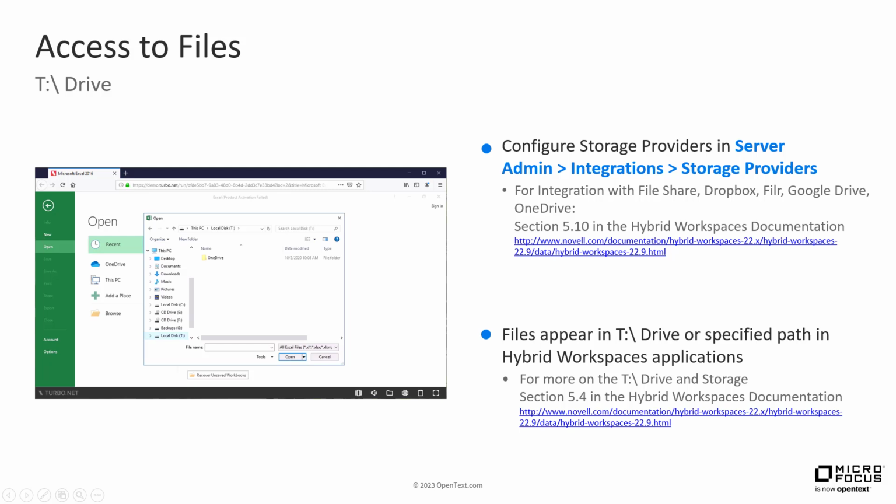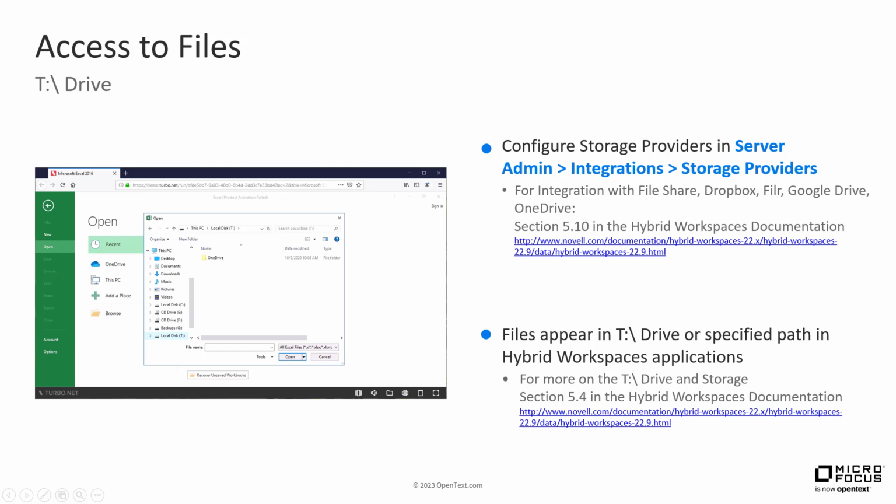The primary way that we deal with file access today is using the T drive. In this case, you'll hook up a cloud storage provider to your Turbo server or an SMB file share. And the user will be able to access the files using the T drive or a specified location for where you've configured the cloud storage to be mounted.